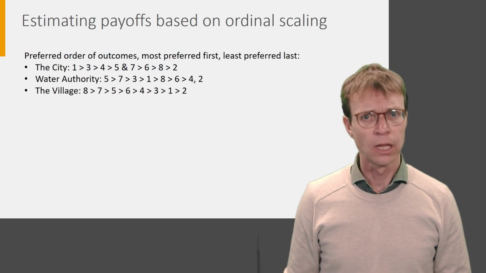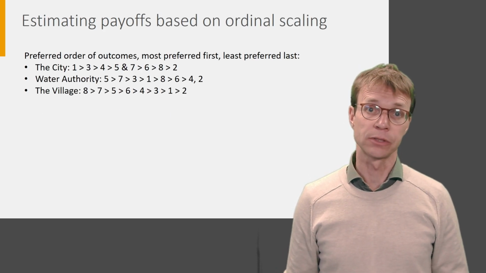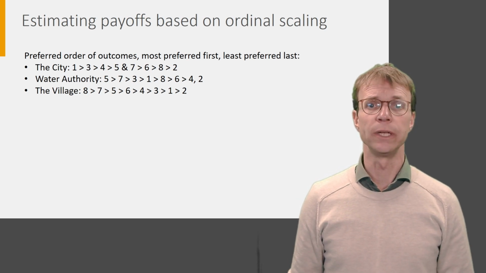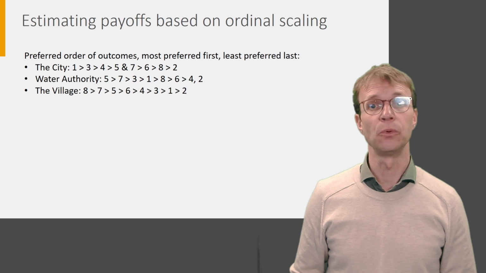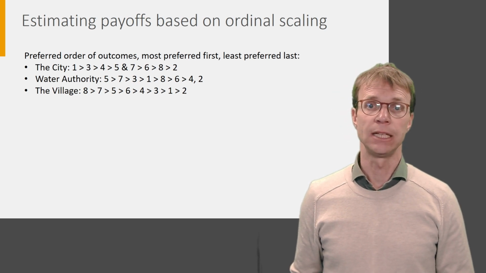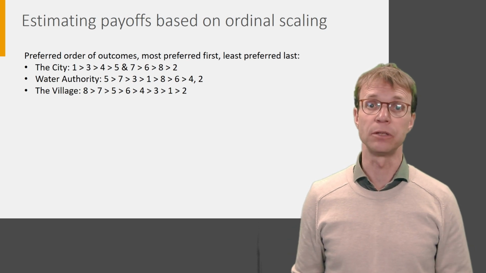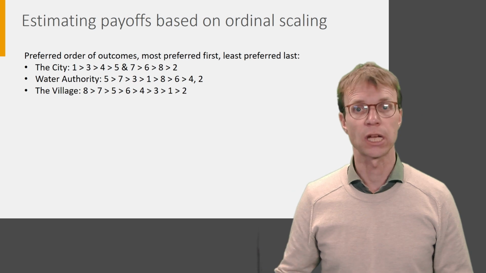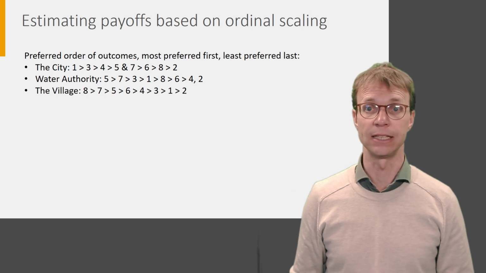You may also recall that we had looked at the values and preferences of players for the possible outcomes of the game. We compared for each pair of outcomes which one would be more preferred by a player. The result is a preferred order of outcomes with the most preferred outcomes first and the least preferred or worst outcomes as the last ones in the list.